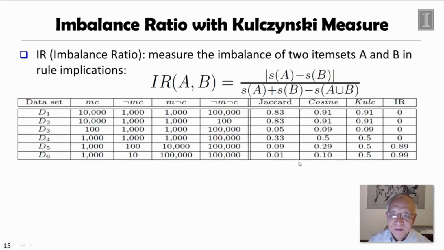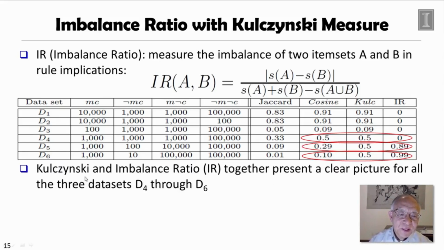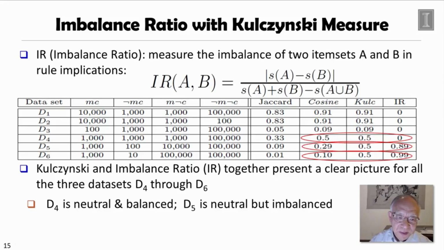Then you perhaps see for the same cases, in the last 3, the Kulczynski measure holds firm at 0.5, but for the imbalance ratio, the D sub 4 case is 0 because they are really balanced. And the D sub 5 case becomes 0.89. They are rather imbalanced. And the D sub 6 case is very imbalanced. So imbalance ratio really can show you how balanced the two sides are. So we feel Kulczynski plus imbalance ratio, these two things getting together, will present a clear picture for all 3 data sets, D4 through D6. Because D4 is neutral and balanced, D5 is neutral but imbalanced, and D6 is neutral but very imbalanced.